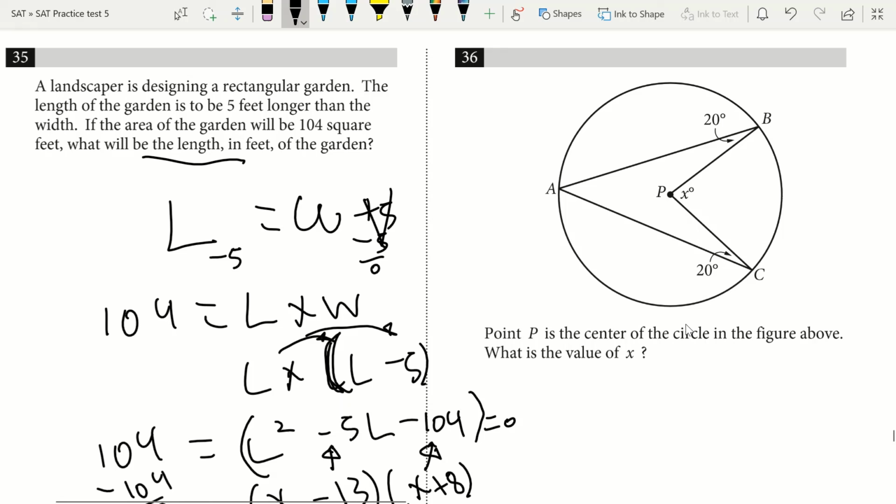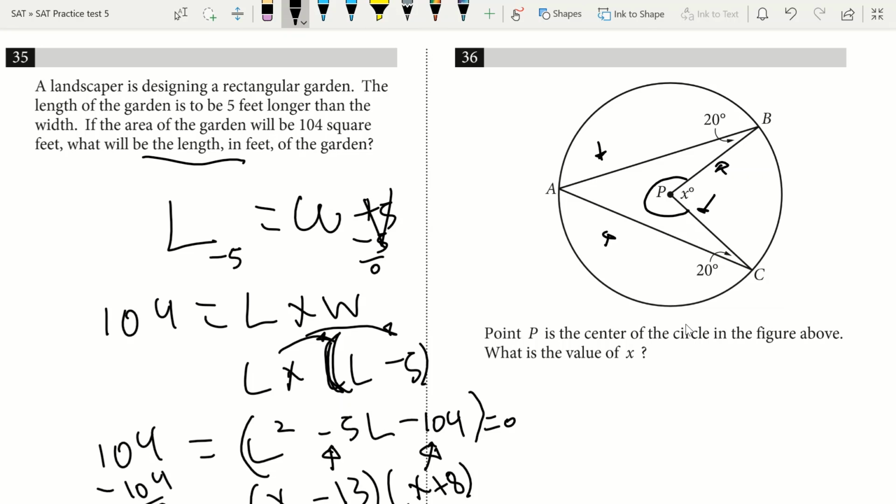All right, point P is the center of the circle in the figure above. What is the value of x? What I see off the bat here is this quadrilateral. I've got all these four sides. That's my quadrilateral, so I know the interior angles have to add up to 360.